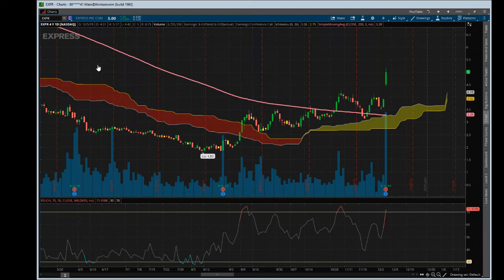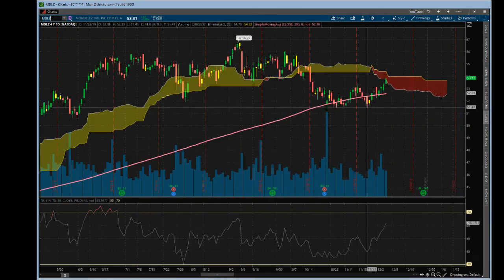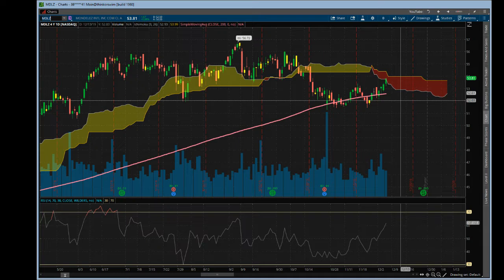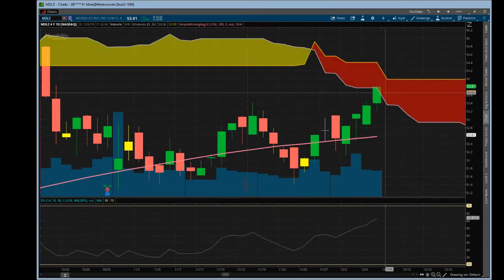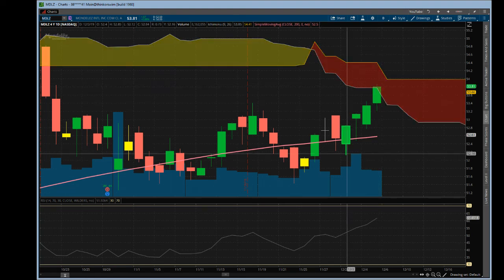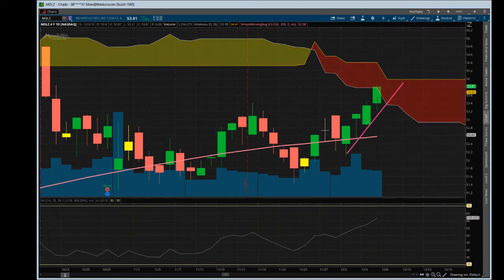And let's see, MDLZ. Actually looking pretty good here, Mondelez. I like how it has entered into the cloud. The volume is a little bit decreased from the prior day, but I like how it's kind of working its way up right here. So I would say it is bullish until proven otherwise. Another fresh move up tomorrow could get out of the cloud and could keep going after that one.